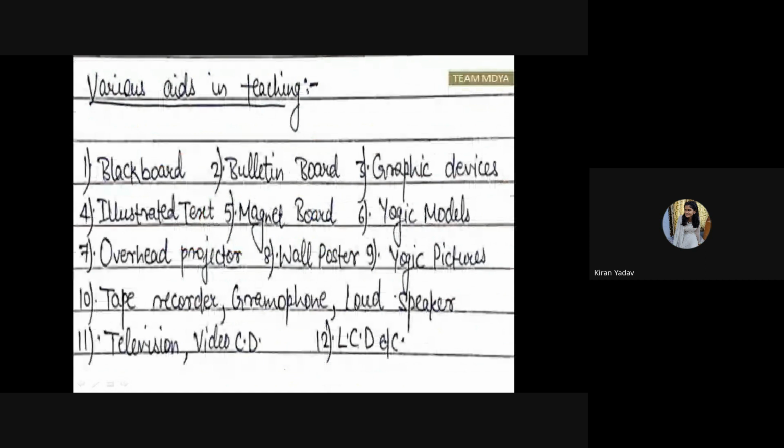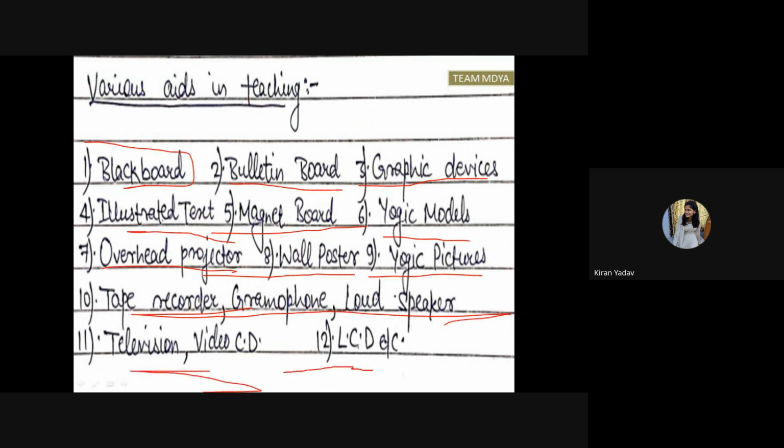These are the various aids that are used in teaching: blackboard, bulletin board, graphic devices, illustrated text, magnet board, yogic models, overhead projector, wall poster, yogic pictures, tape recorder, gramophone, loudspeaker, television, video, CD, LCD. Through all these aids, you can show the yoga sequence, or the anatomy, or different things. So these are the teaching aids that are used. And this was the sixth chapter.